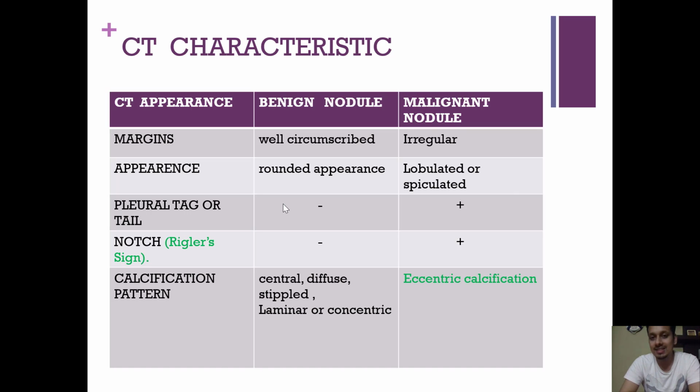What are the CT characteristics which make a solitary pulmonary nodule more likely to be benign? Margins of a benign nodule are usually well circumscribed. They are rounded in appearance. There is no pleural tag or notch. And the calcification patterns are usually central, stippled, or laminar.